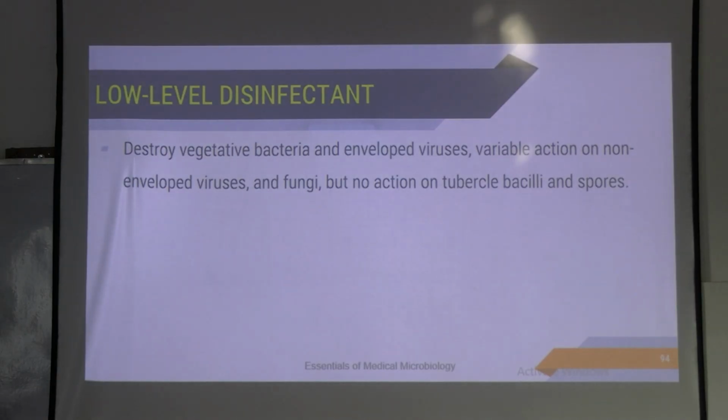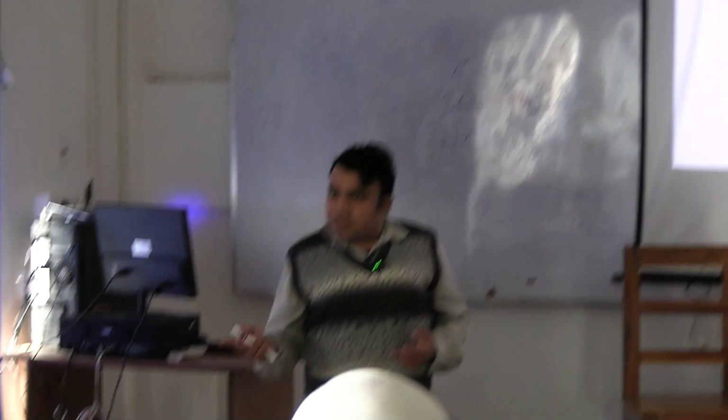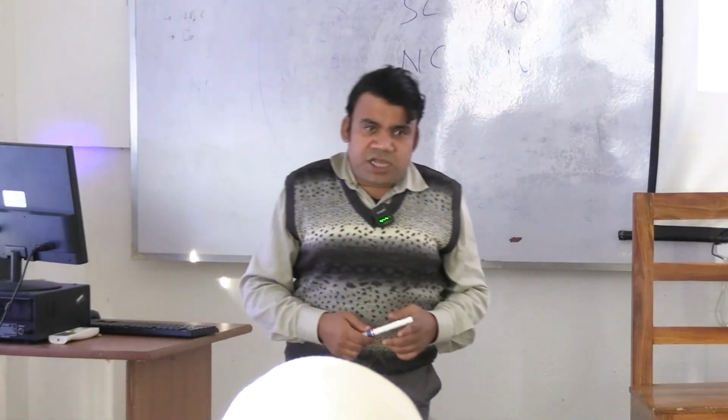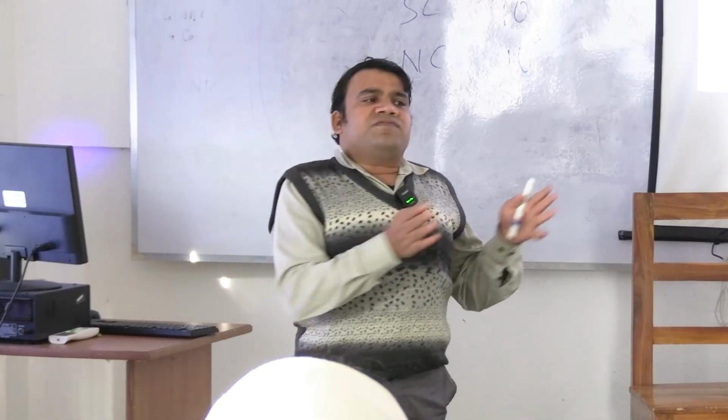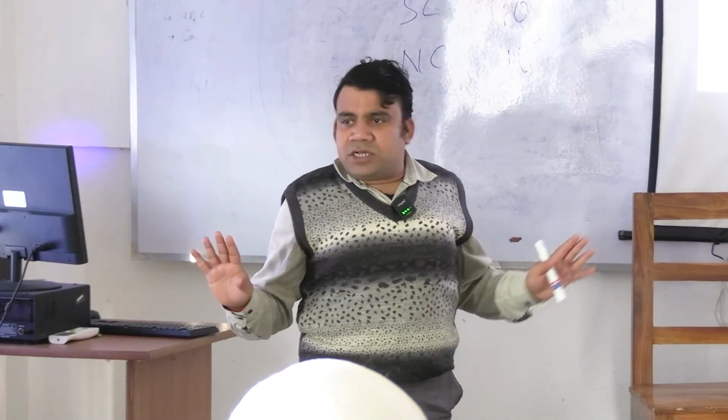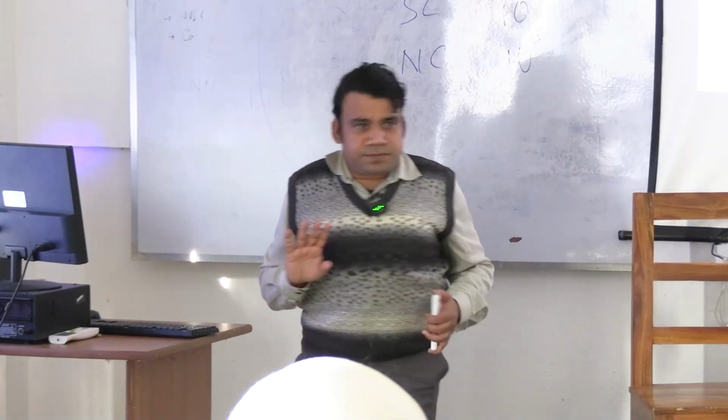So what is high level disinfection? It acts on all organisms, and may or may not have action on bacterial spores. What are intermediate level disinfectants? They will kill almost all organisms, have no action on bacterial spores, but can kill Mycobacterium tuberculosis, that is tubercle bacilli. What are low level disinfectants? They act on vegetative bacteria and enveloped viruses, may have some action on non-enveloped viruses and fungi, but have no action on tubercle bacilli and bacterial spores.